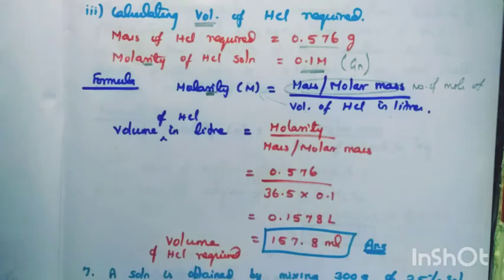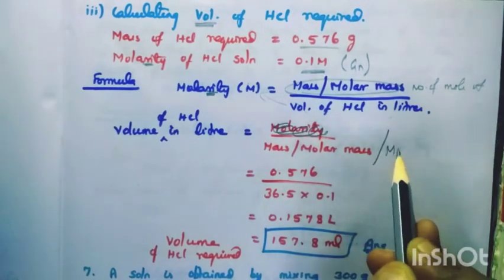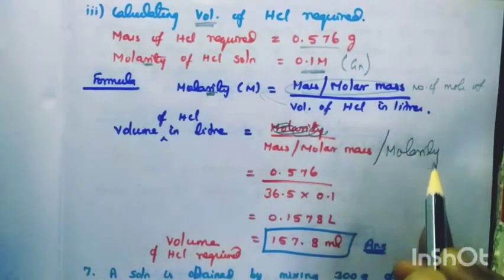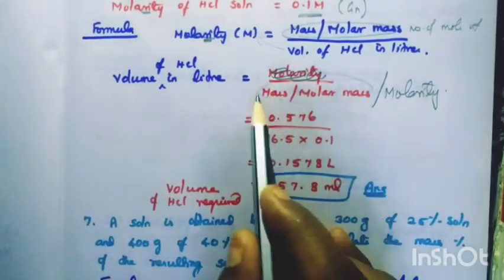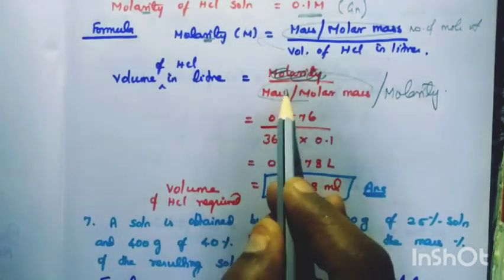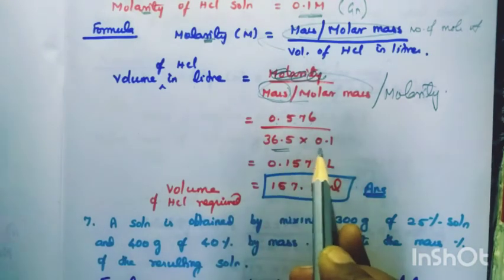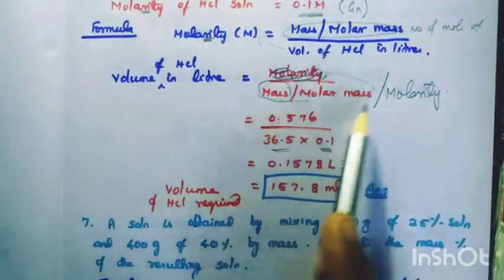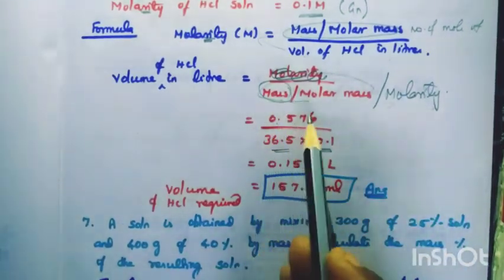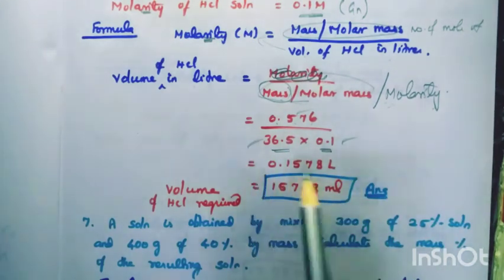The volume is what we have to find. So volume is equal to mass by molar mass by molarity. Mass by molar mass we already found: the mass is 0.576, the molar mass is 6.5, into what is the molarity? This is the correct formula: mass by molar mass by molarity. Mass this, molar mass this, molarity this one. So we are able to calculate the volume.